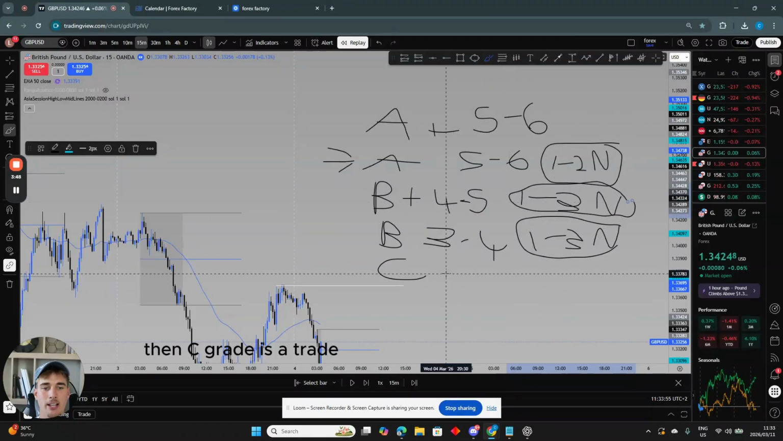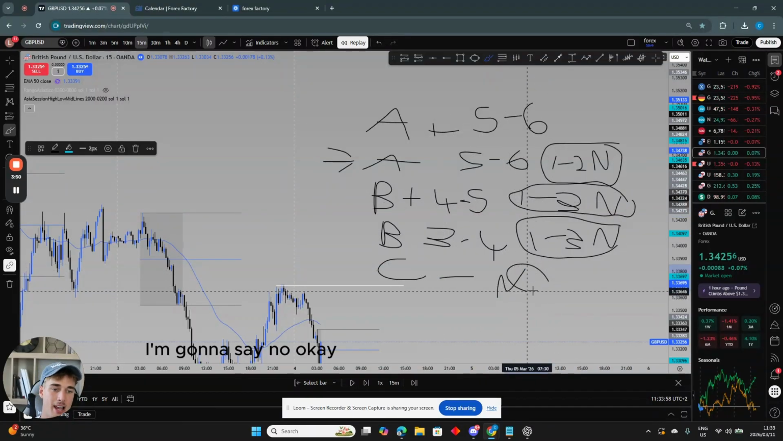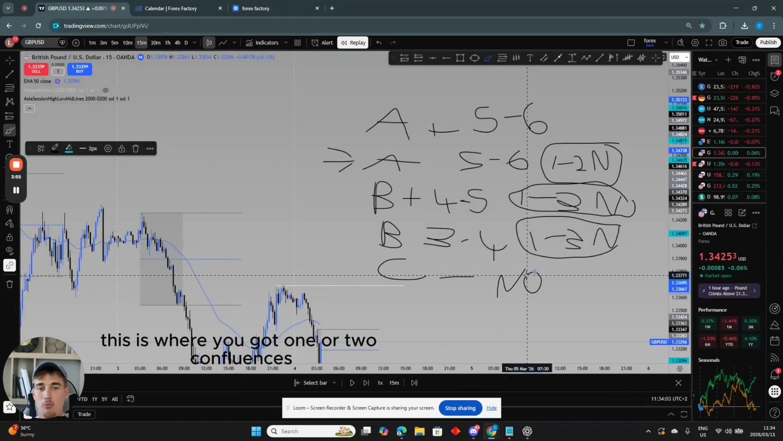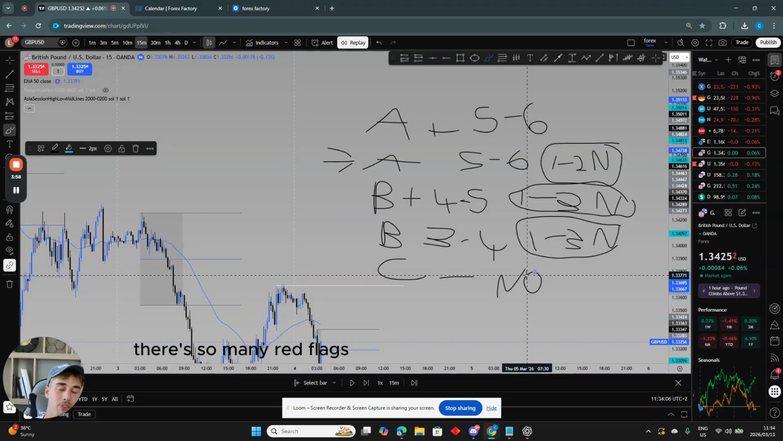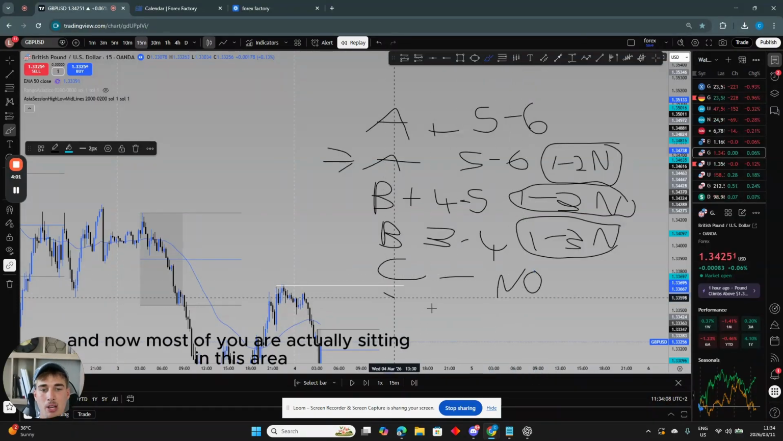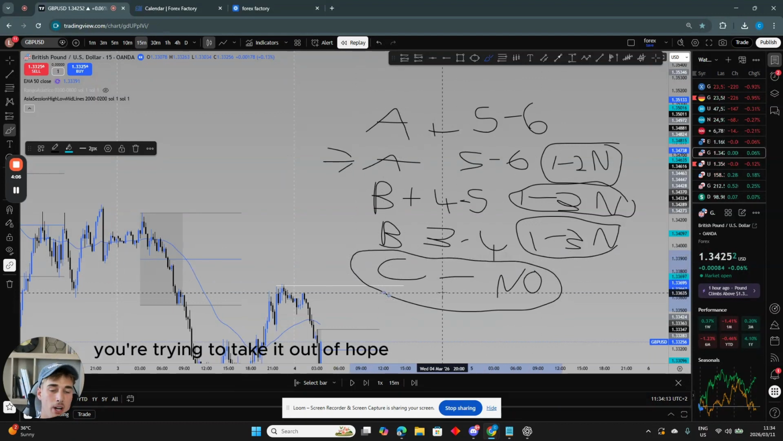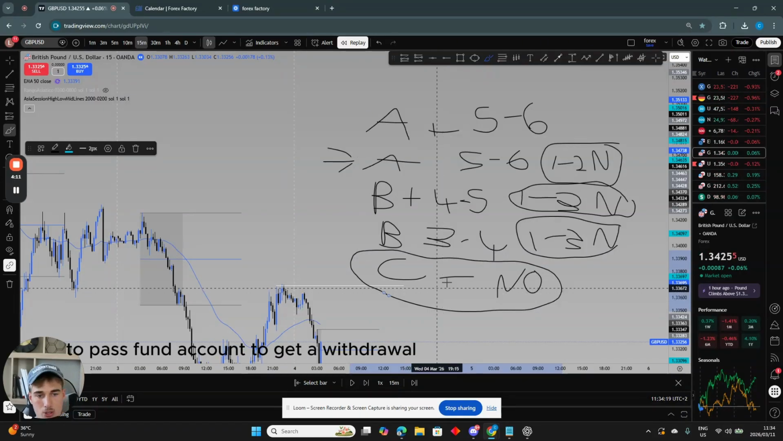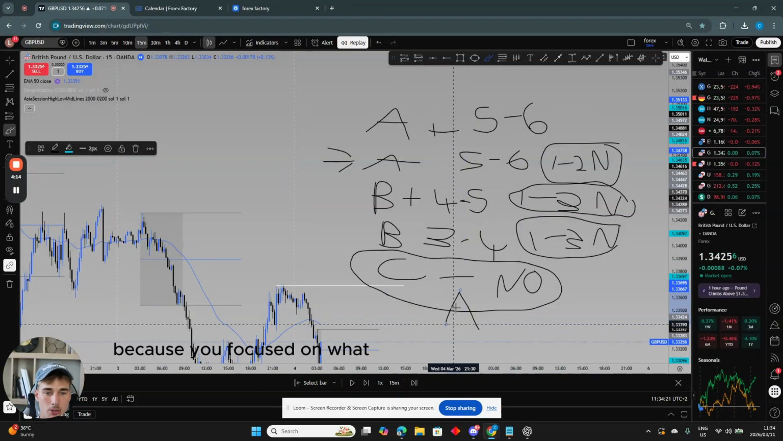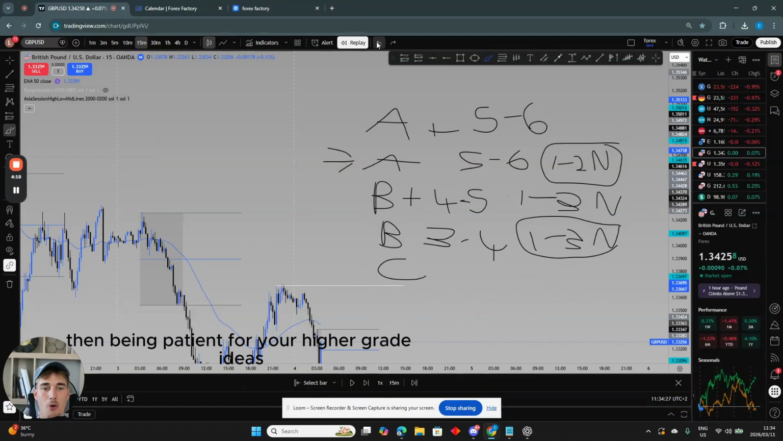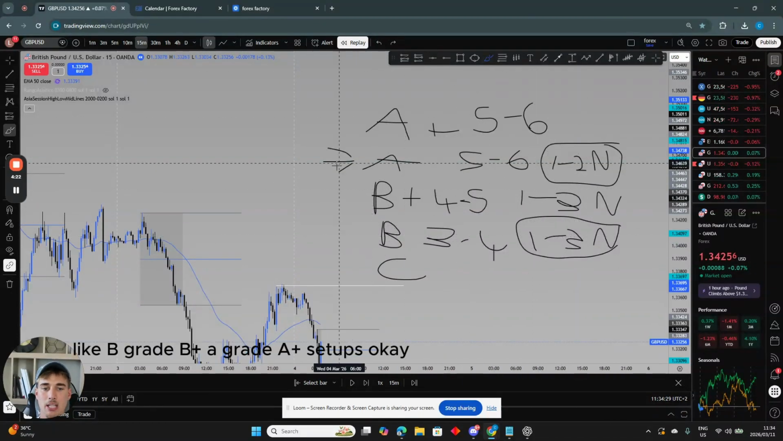Then C grade is a trade where I'm going to say no, okay? No, you should not be taking a C grade idea. This is where you've got 1 or 2 confluences, there are so many red flags, and you're taking trades out of hope. And most of you are actually sitting in this area. You don't fully understand the trade. You're trying to take it out of hope. You're trying to catch a quick move to make a little bit of money, to pass a funded account, to get a withdrawal. And you end up taking more losses because you focused on the C grade ideas, rather than being patient for your higher grade ideas like B grade, B plus, A grade, A plus setups. Okay?